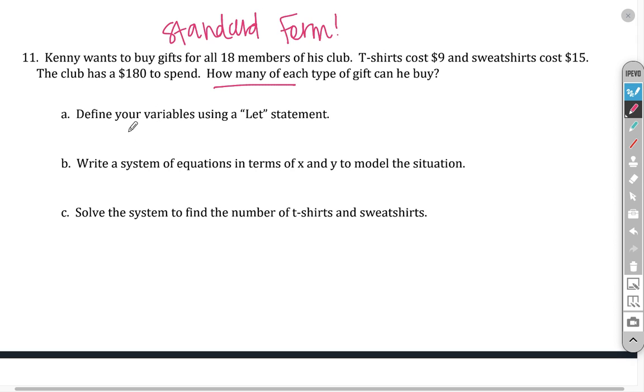All right, so let's first figure out our x and our y variables, right? Obviously, we're trying to figure out how many of each you can buy. So what of each of those means is t-shirts and sweatshirts. So let's make x equal our number of t-shirts, and y is going to be our number of sweatshirts.